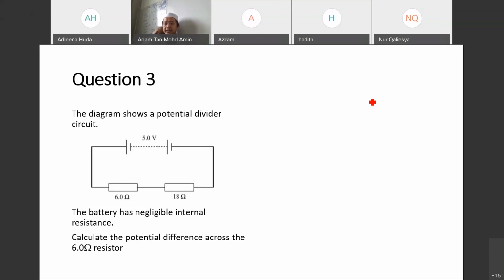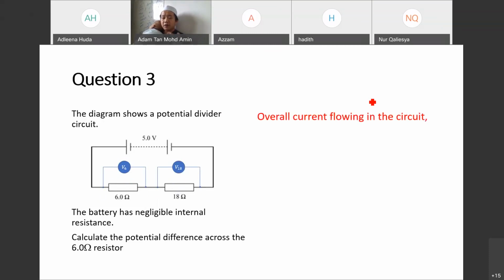So this manual method ialah yang kita kena calculate the current kan. So here we can have 2 separate voltmeters across both of the resistors. So the overall current flowing into the circuit, first we have to simplify the circuit. We have got 2 resistors in series, combine it into one. So the I value is equals to 5 over 24 amperes.